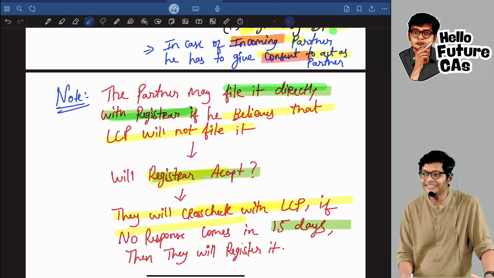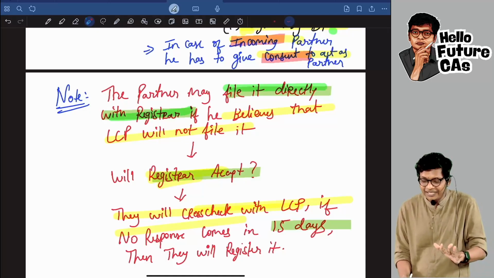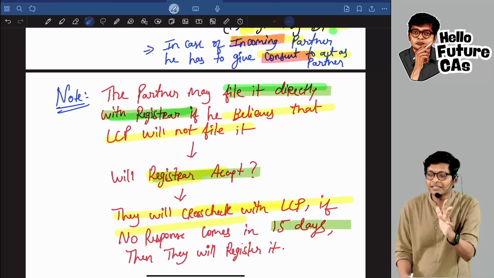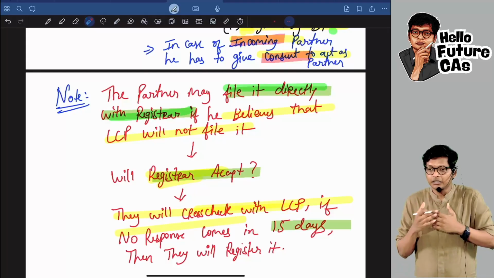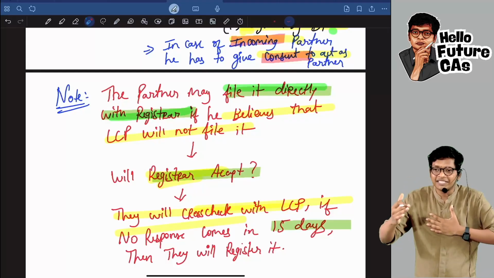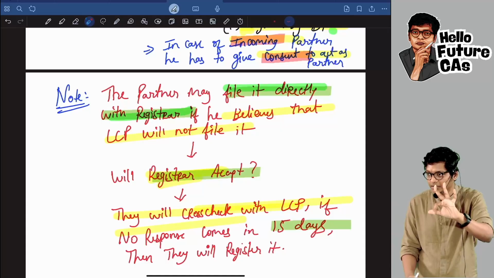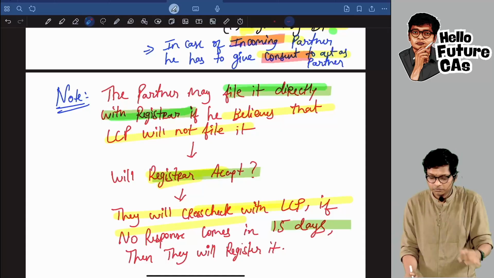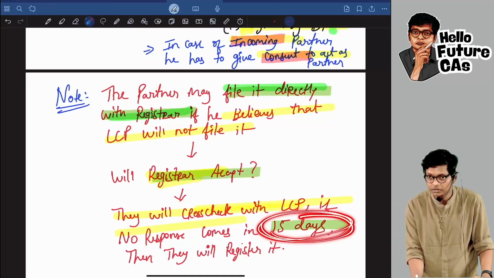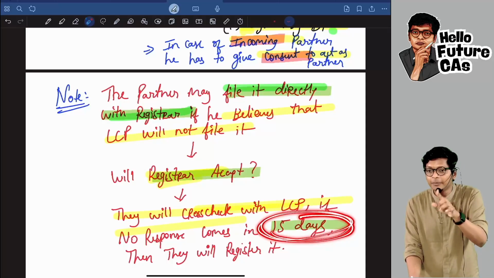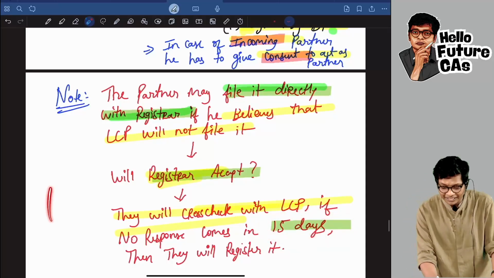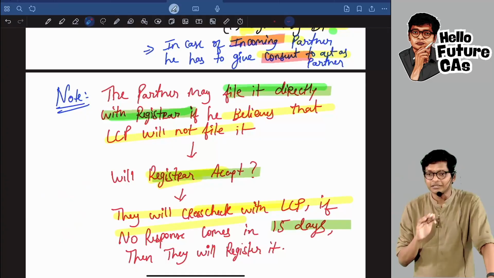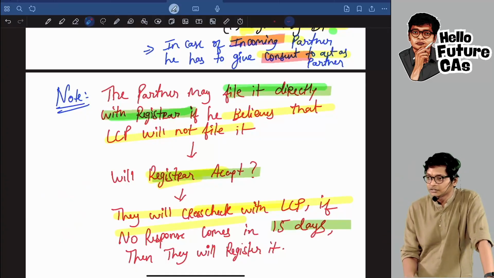Are you understanding? Easier. So what they will play with here mainly is 15 days and 30 days. Remember one standard thing. Company to ROC, 30 days. ROC to company, 15 days. Partner to LLP, 15 days. 14 will not come here. 14 will come in charge. Here only 15. Are you following, guys?